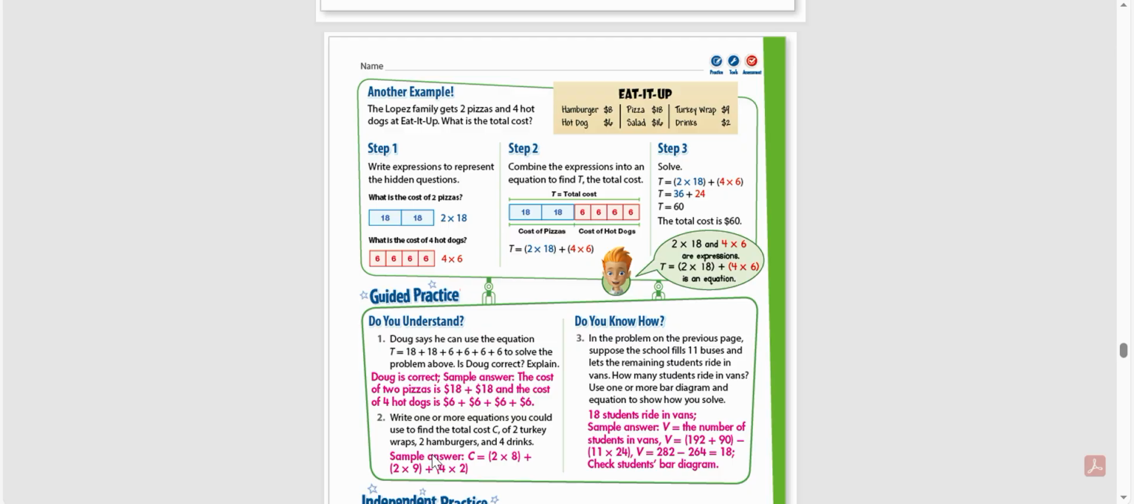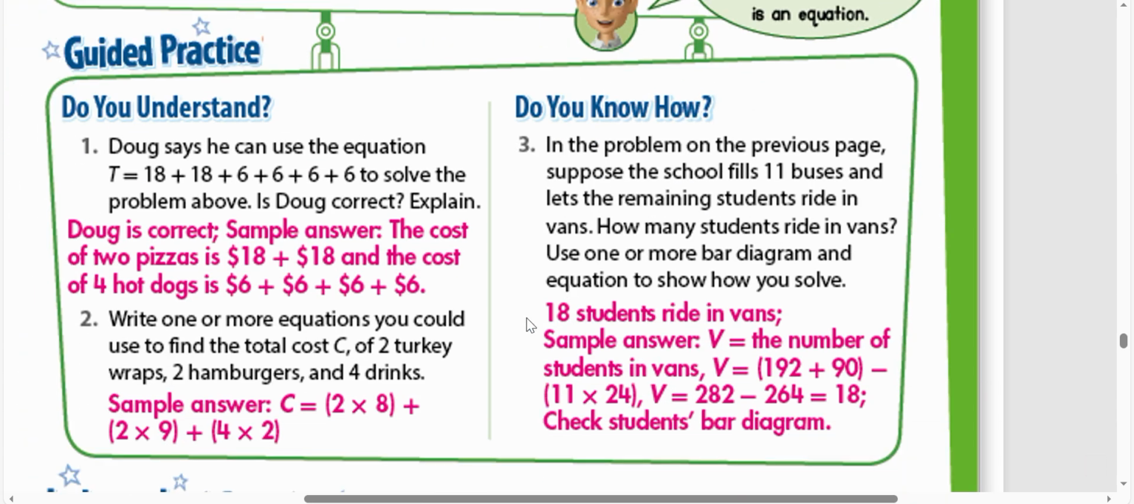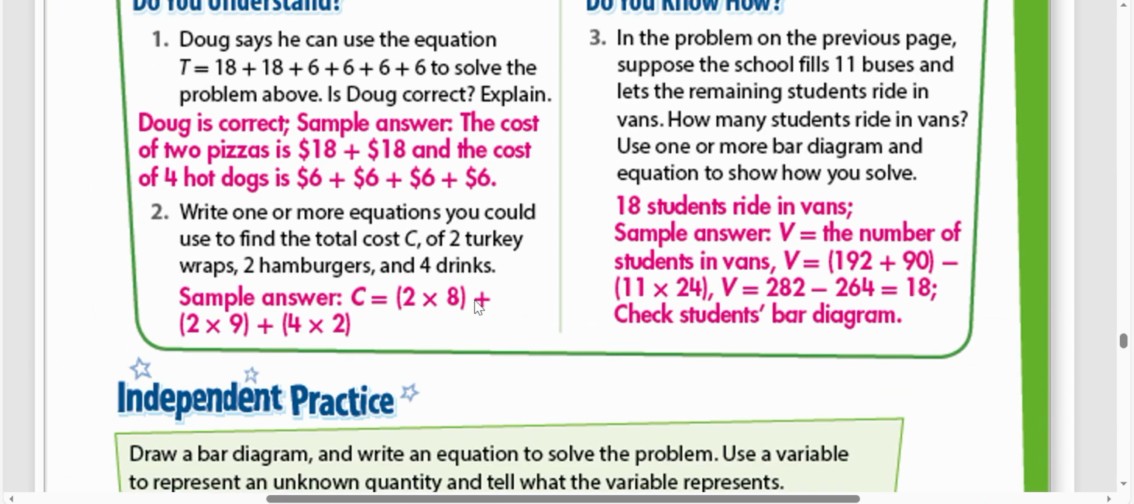He asked about 2 hamburgers. The price of 1 hamburger was 8, so 2 times 8, and also 2 turkey wraps, 2 times 9. Then you can add together. 2 times 8 is 16, and 2 times 9 is 18, and also 4 drinks. The price of each drink was $2. 4 times 2 is 8. Then add the answers together: 16, 18, and 8.